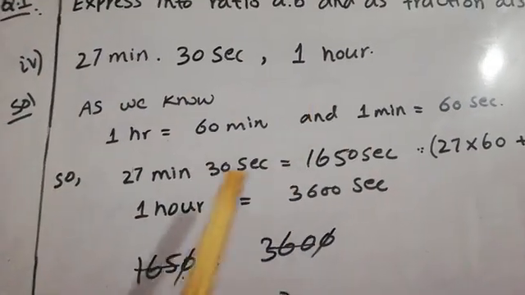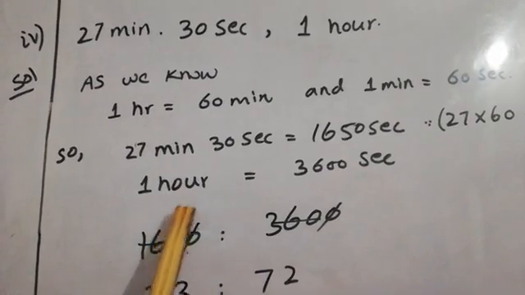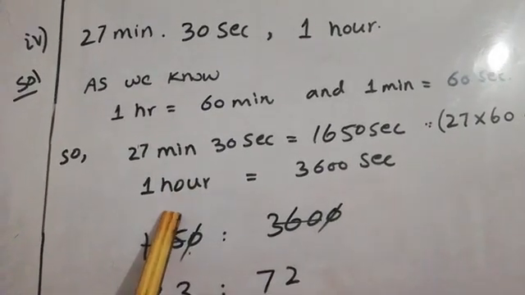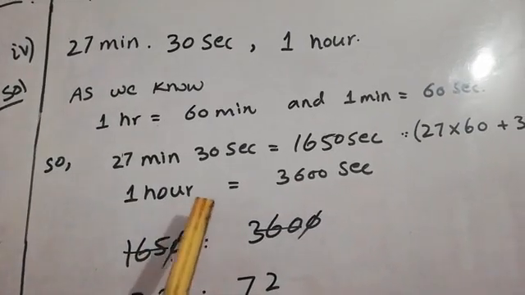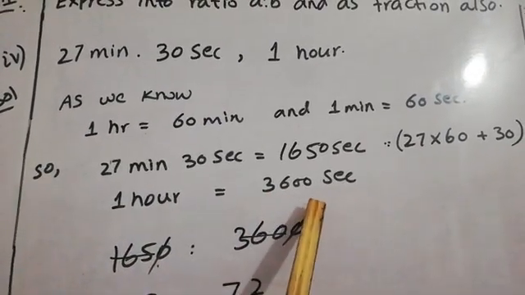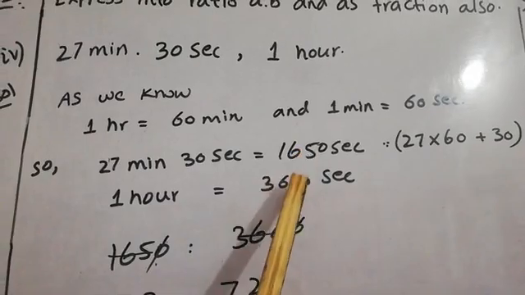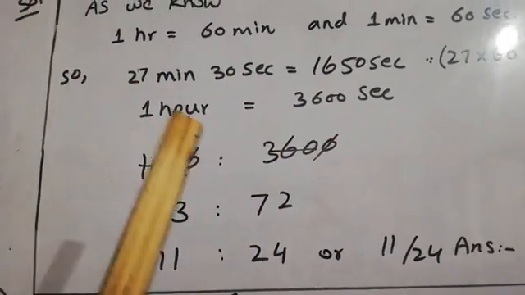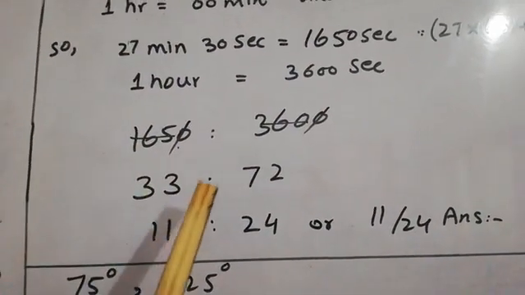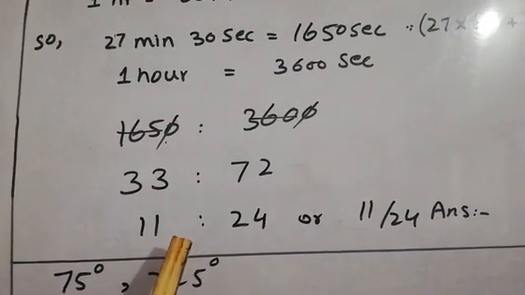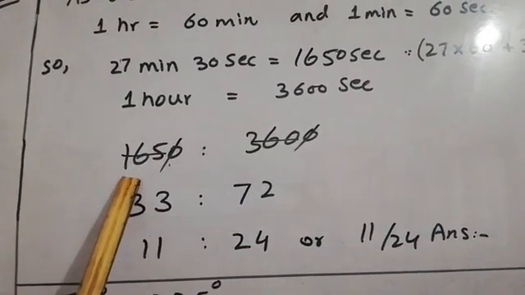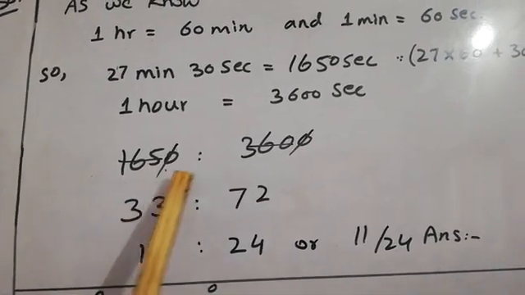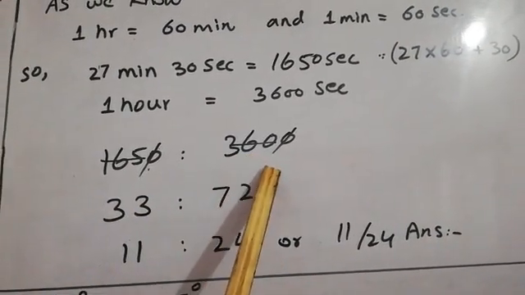We will convert 1 hour into seconds. First we multiply 1 by 60 for minutes and 60 for seconds. So we get 3600 seconds. Now their units are the same. Remember one thing more, that we do not write the unit in the ratio. There is no need to write the unit in the ratio because the units are the same. This is the first term 1650 and this is the second term 3600.